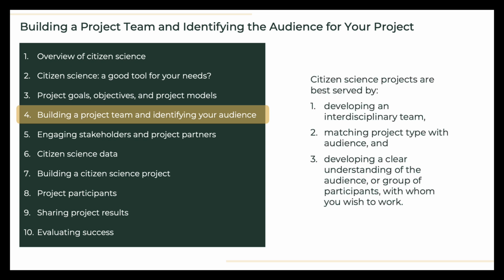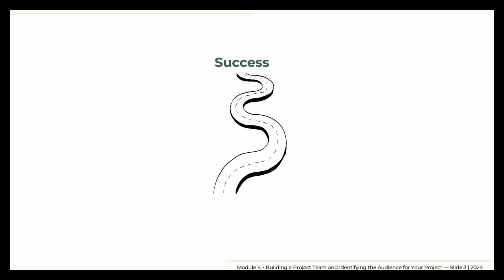Three takeaways for this module are that citizen science projects are best served by, first, developing an interdisciplinary team, second, matching project type with audience, and third, developing a clear understanding of the audience or group of participants with whom you wish to work. Let's talk about building the project team.